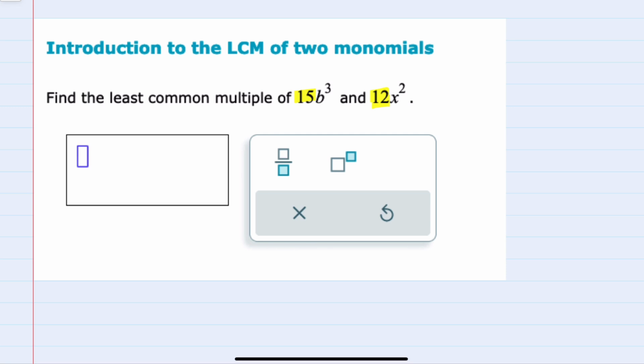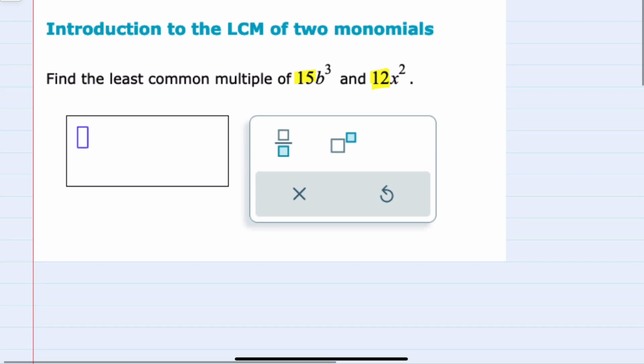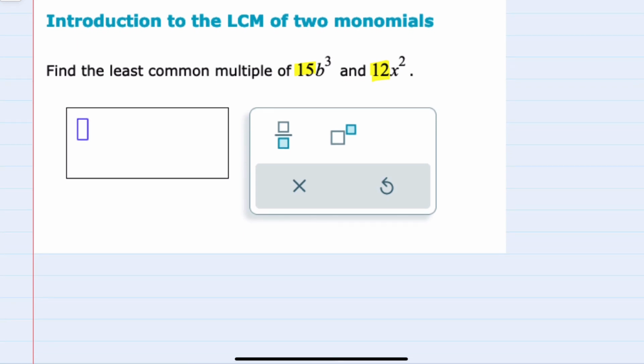And the lowest common multiple of 15 and 12, one method that I could use would just be to list out all of the multiples of 15 and all the multiples of 12, and then to see which one they have in common, that's the smallest. But another method is to take each of these and to break them into their prime factors. So 15 can be written as 3 times 5. Both 3 and 5 are prime, so we would stop here.